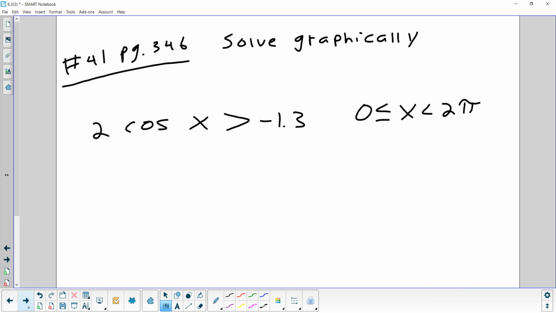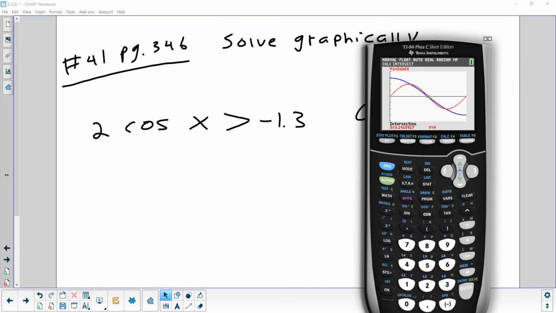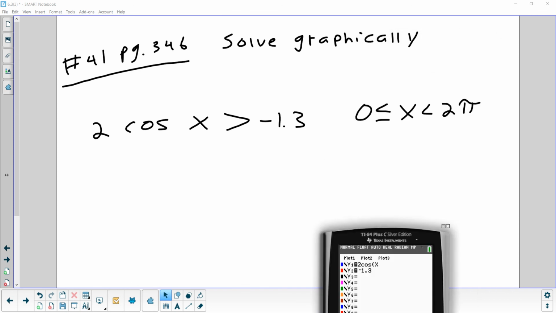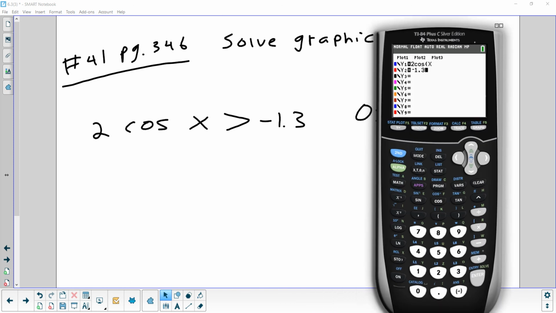Okay. All right, and let's take a look at this one. 2 cosine x is greater than negative 1/3. This is an inequality. We're still going to start it out the same way. Put in 2 cosine x. All right, let's do negative 1.3. Same window again, 0 to 2 pi. That's a pretty common window. Hit graph.